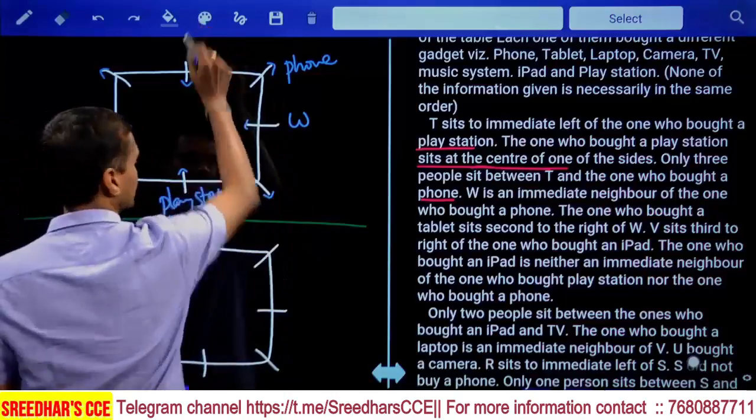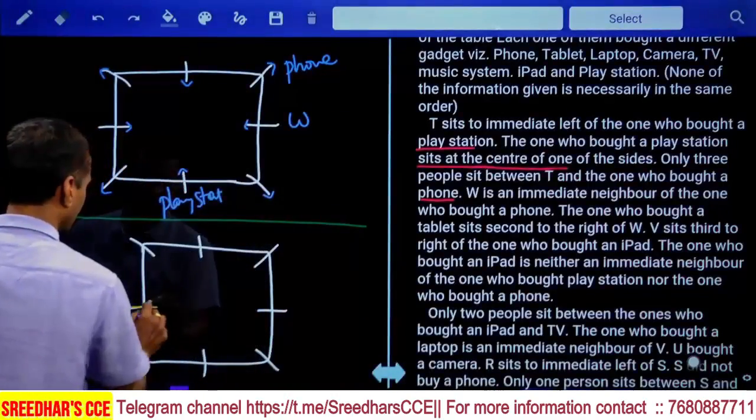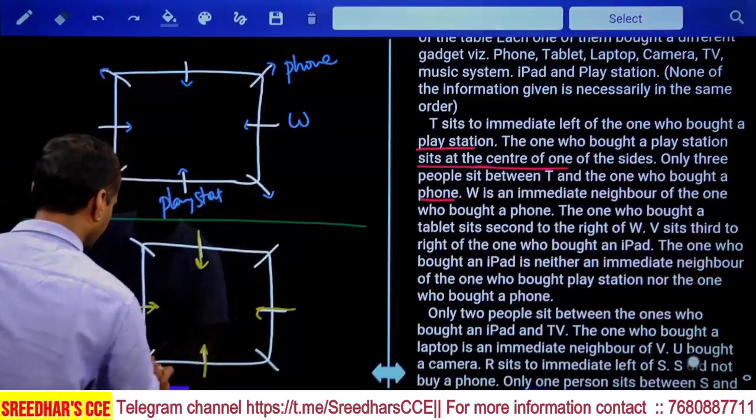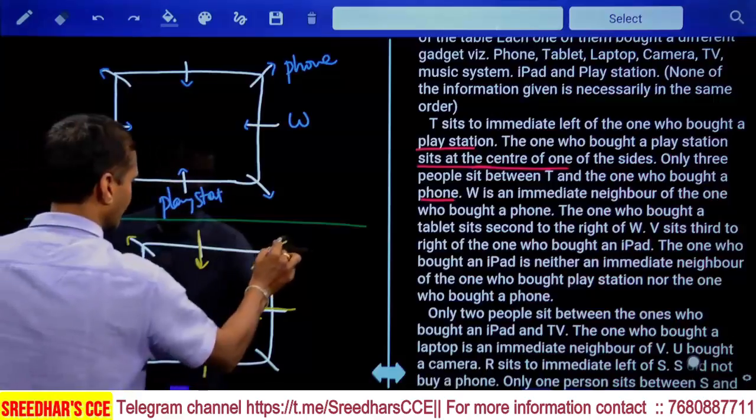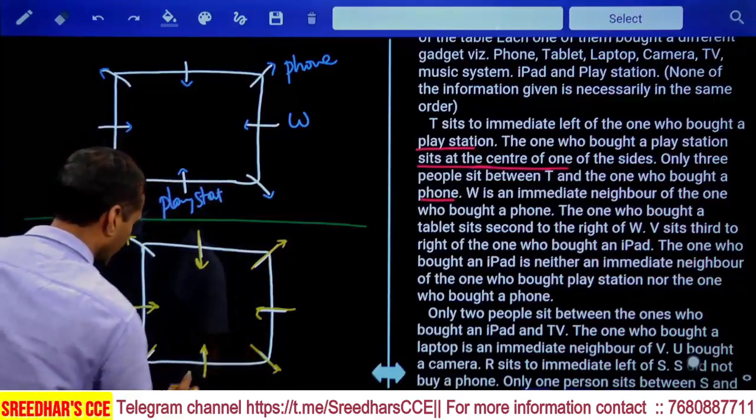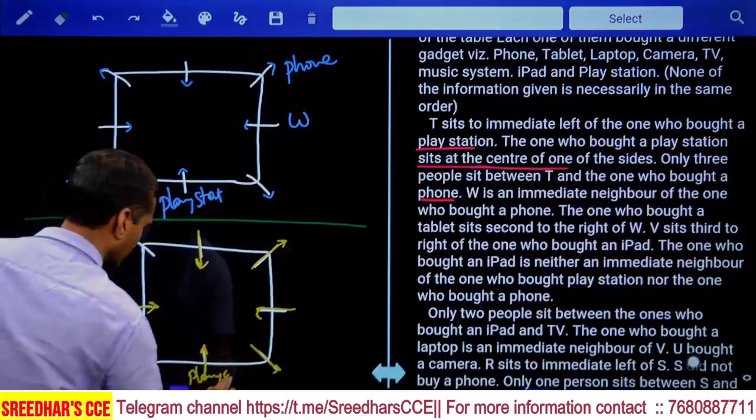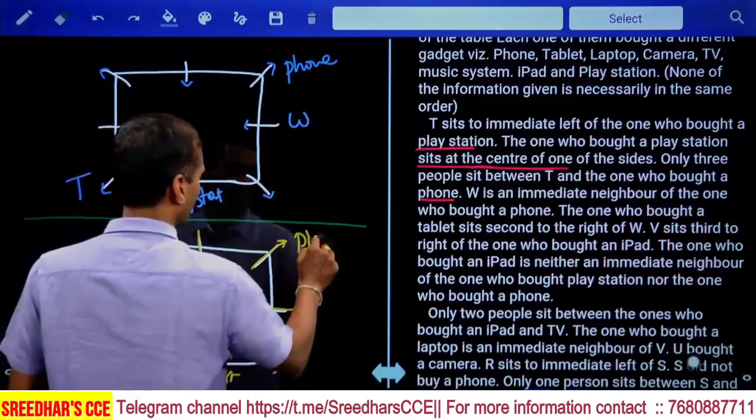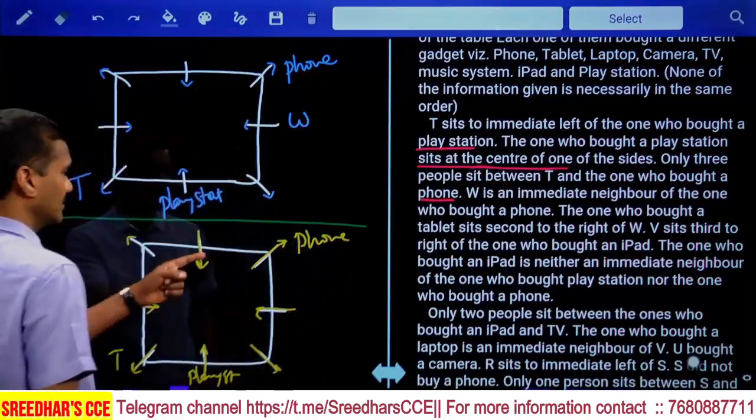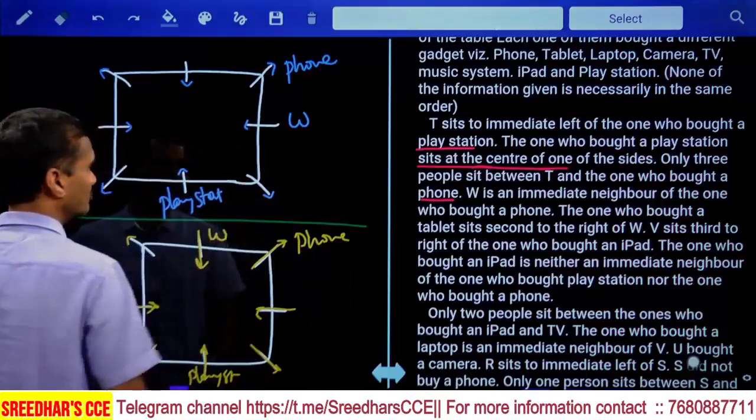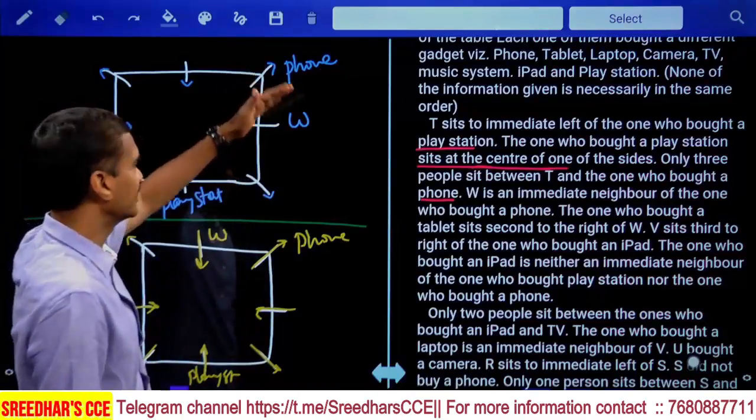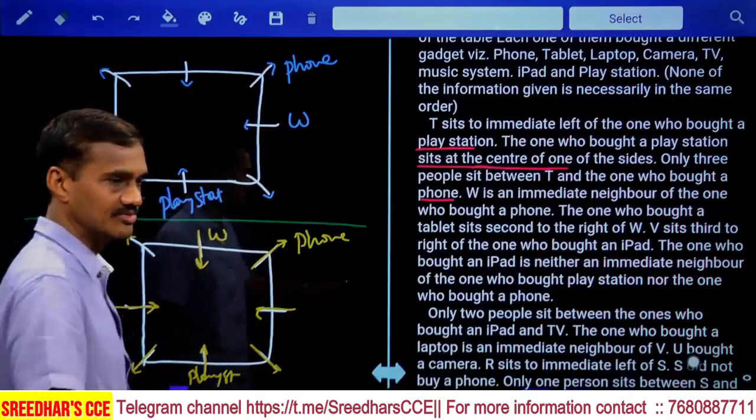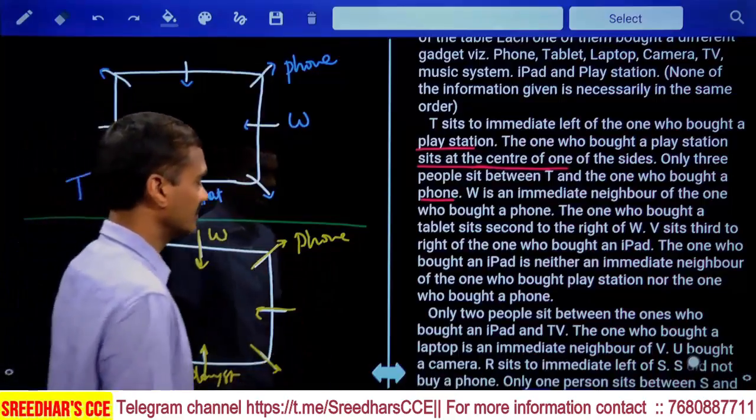Now the persons who are sitting at the centers are facing towards the center, and the persons who are at the corners are facing away from the center, isn't it? Now this is the person who bought a PlayStation. T sits to the immediate left of this person, and the one who bought a phone is opposite to this T. Now W can be here. There are 2 possibilities, whether W is to the immediate right of the person who bought a phone, or W is to the immediate left. Neighbor means either left hand side or right hand side, hence we have 2 different possibilities.